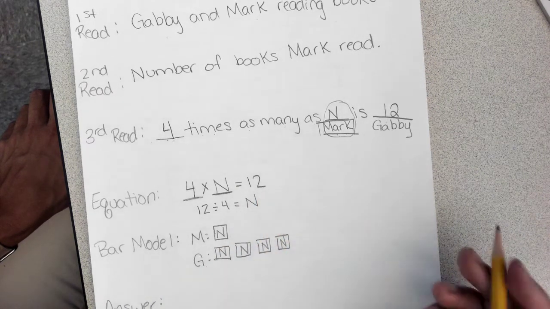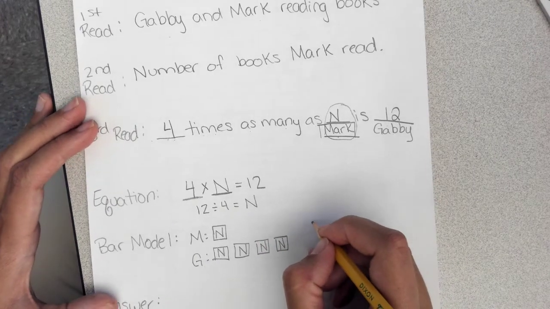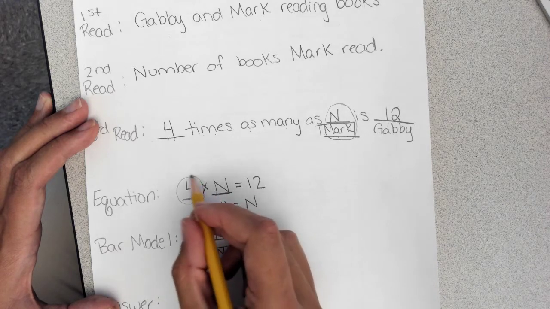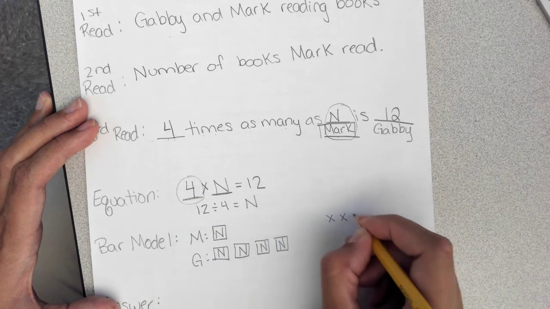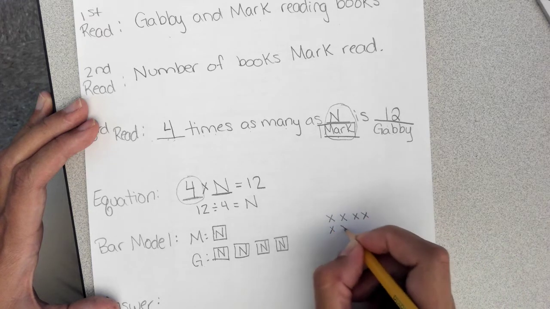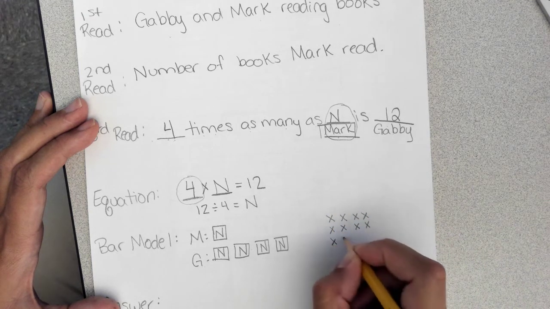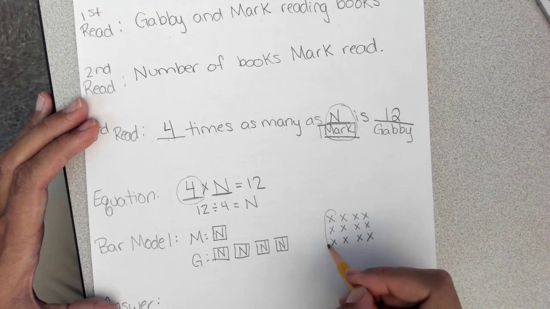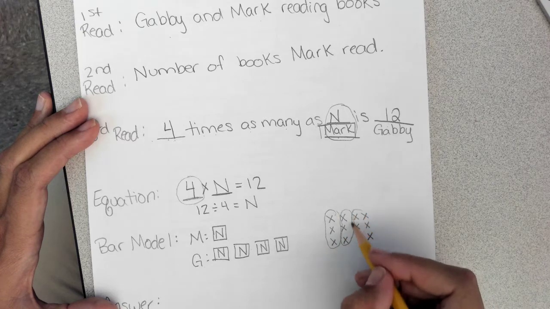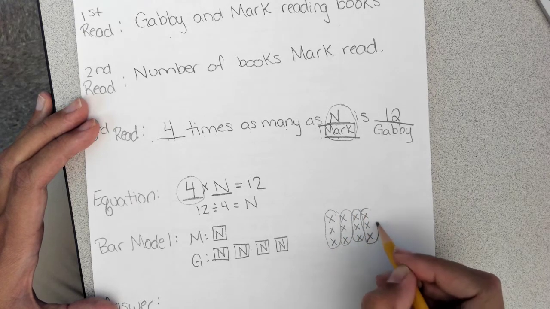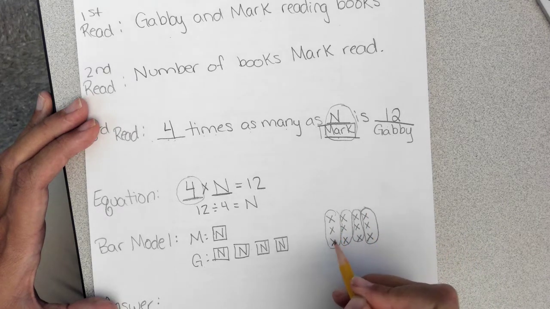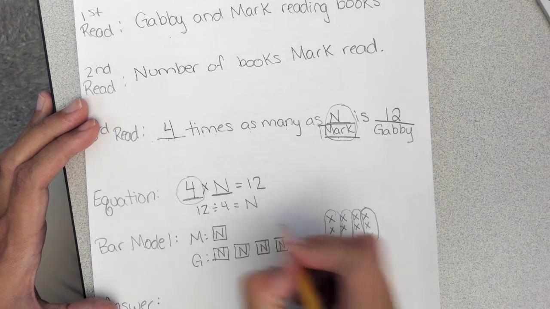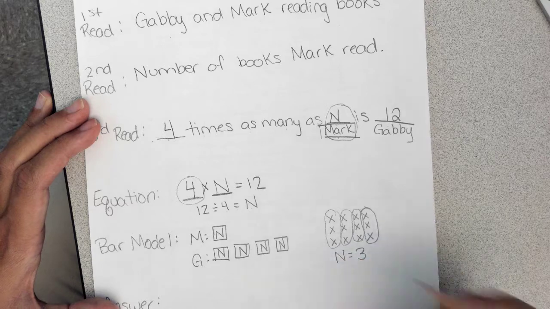So this model might not be the best one for me to find out how many we put in here to get to 12. So what I might draw instead is a model to represent the 12 books Gabby read in an array of 4 groups. 1, 2, 3, 4, 5, 6, 7, 8, 9, 10, 11, 12. So now I can see that I have 4 sets, and we can see how many that Mark read. And he read 1, 2, 3. So 12 divided by 4 equals 3, or N equals 3.